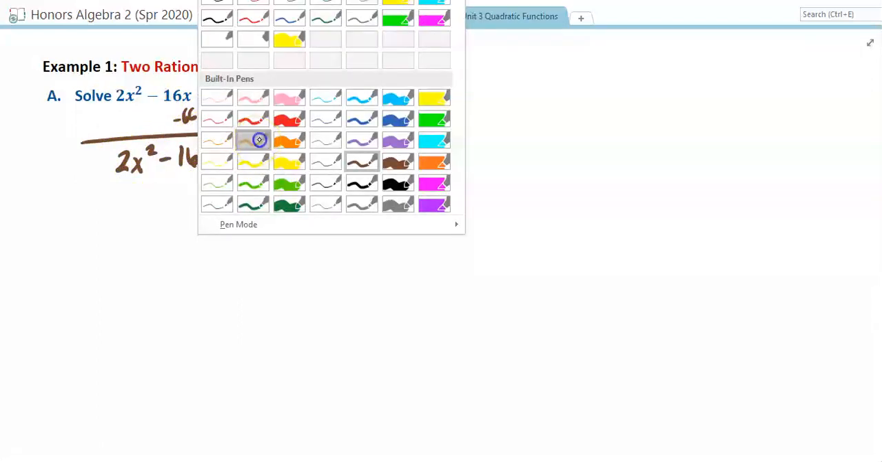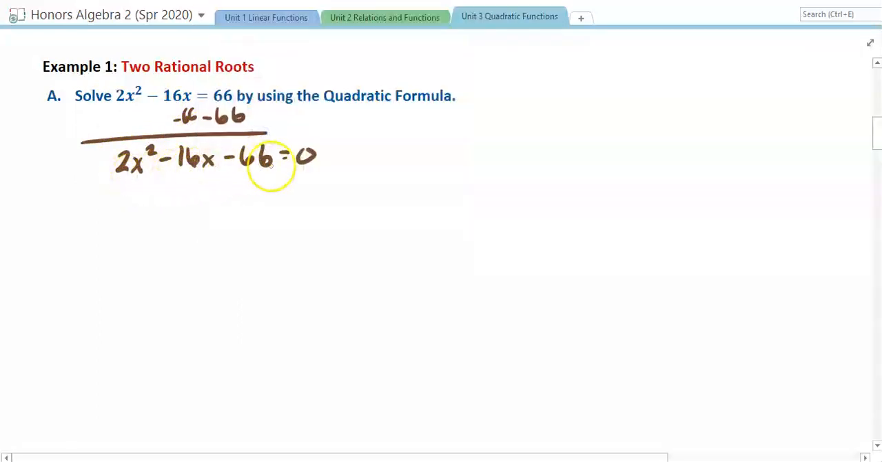Now, you're probably saying to yourself, well, they're all even, so could I do something with that? Yeah, you actually can. So if everything will reduce, I could divide everything by a common factor, right? And so this will reduce. And so I get x squared minus 8x minus 33 is equal to 0. And we'll see that it doesn't matter if I use this or this, the solutions will come out the same.